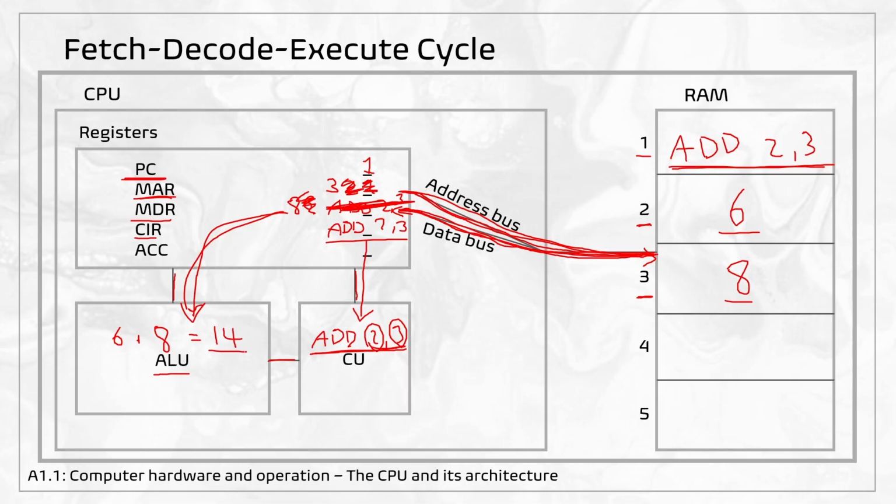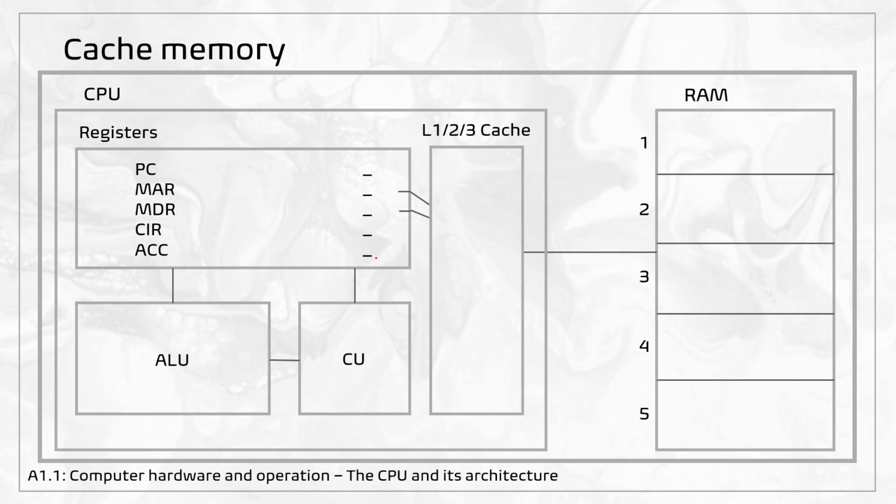And now with this result, it needs to be stored somewhere, which is where this register comes in, the ACC or accumulator. So it's then sent over here where it's set as 14. And there we go. That's one instruction done right there. Now let's talk about how we can increase the speed of this fetch, decode, execute cycle.